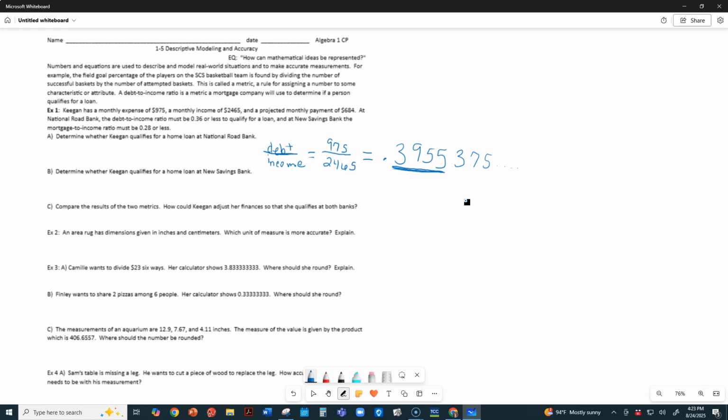I would get a couple of decimal places after. But they just use 2 decimal places, 36. So since they use 2 decimal places, I'm going to round to 2 decimal places right here. And that rounds to 0.40. The rule is 2 decimal places.